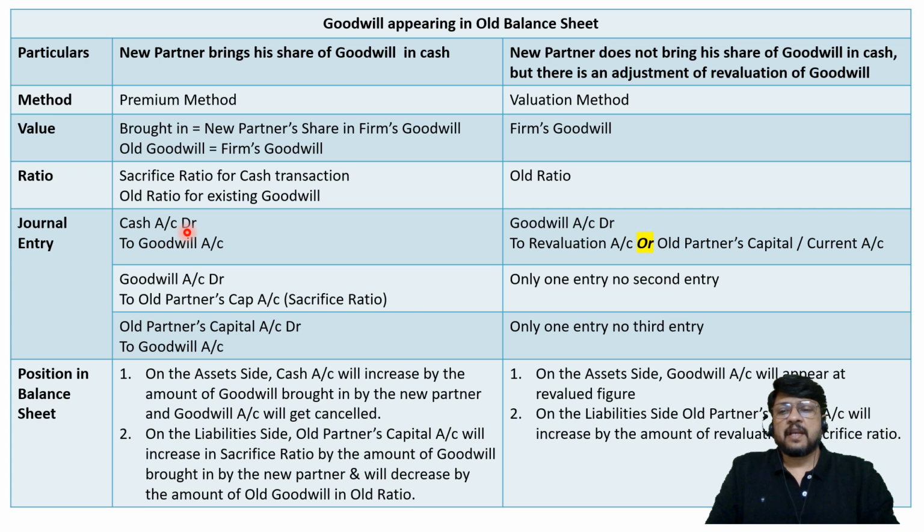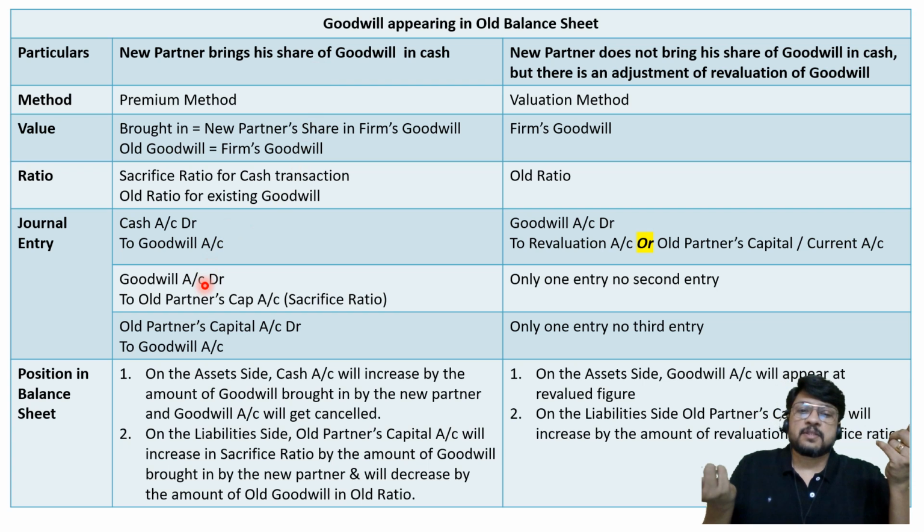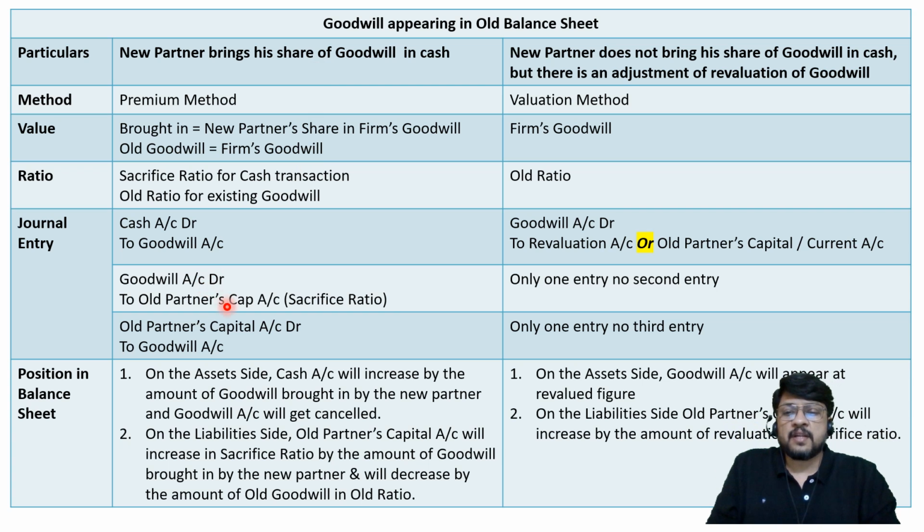First entry, cash account to goodwill account. This is for the purpose of the premium method. That is the new partner's share which he has brought in cash. Cash account to goodwill account. Second entry, if we have sold it, that means we must have raised it. We must have generated it. Who generated it? Old partners. So let us transfer it to old partners' capital account. Entry will be goodwill account debit to old partners' capital account in sacrifice ratio.